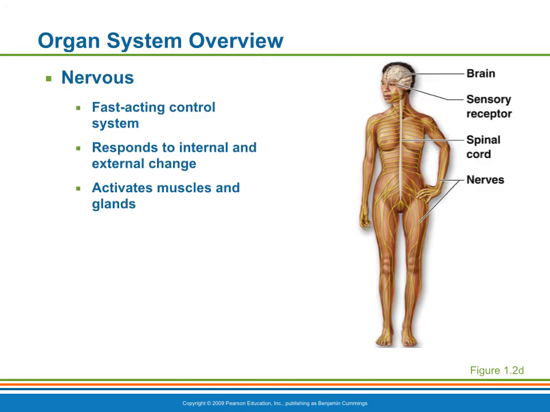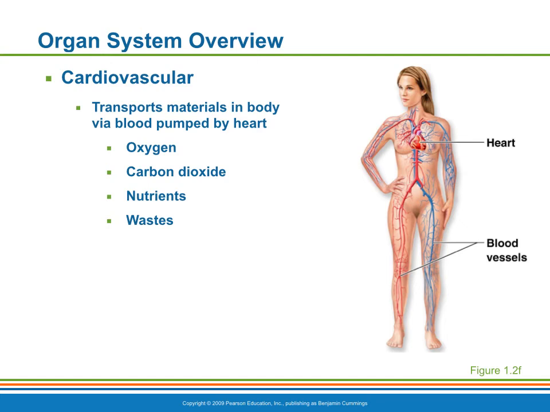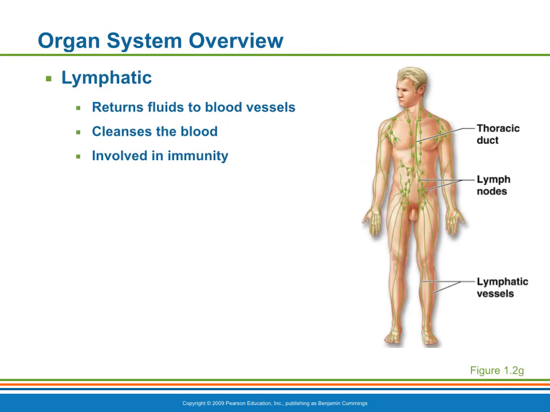All right. Then we have the nervous system. Nervous system made up of the brain, the spinal cord, all those nerves, activating muscles and glands and getting you to do what you need to do. Endocrine system, big time hormones, right? All those different hormones from all of those different kinds of glands. Next up, we have the cardiovascular system that transports materials in the body via the blood, by the heart. We got oxygen and carbon dioxide and all sorts of nutrients. And last but not least, waste. We have the lymphatic system. This cleanses the blood. It's involved in immunity.